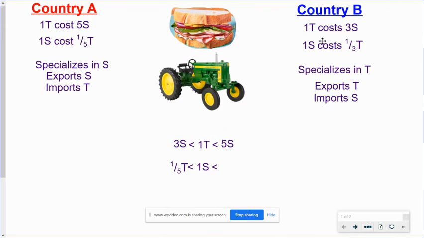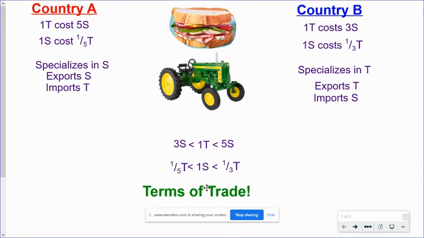Well, who's giving up these tractors? That would be country B. We know country B, to get this one sandwich on their own, has to give up 1/3 of a tractor. So if they could possibly give up less than 1/3 of a tractor to get this one sandwich, that would be advantageous to them. So what do we have here? We have what are called the terms of trade.